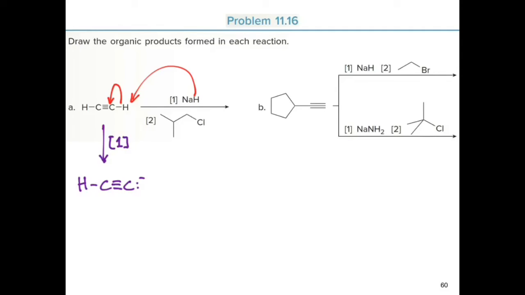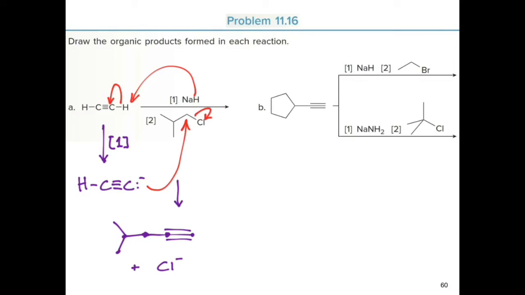So what we have is an acetylide ion here. And now this can react as a nucleophile attacking this electron-deficient carbon atom. And so this results in the cleavage of the sigma bond between this chlorine atom and the carbon atom, and then a carbon-carbon sigma bond is formed. And so our final product is a terminal alkyne, and of course chloride as the leaving group.